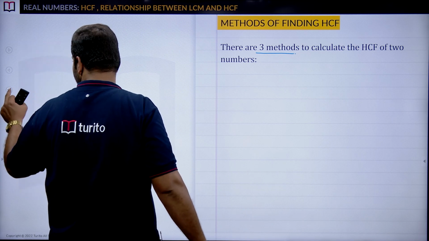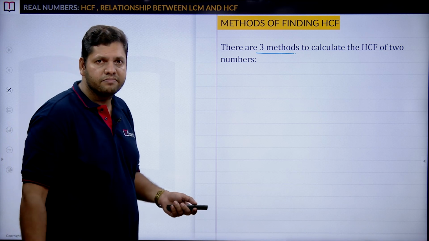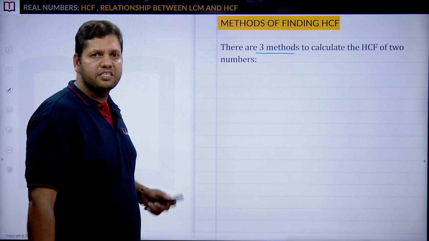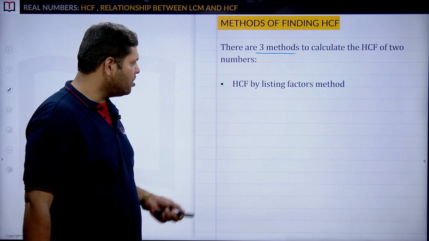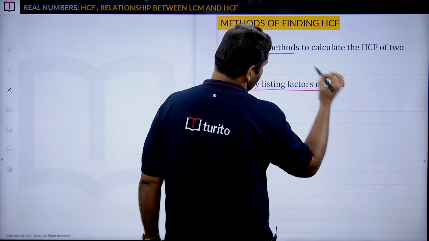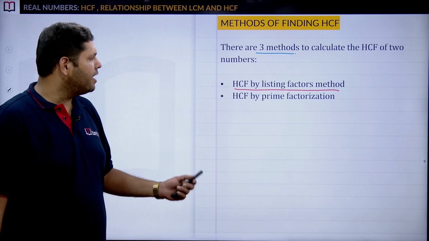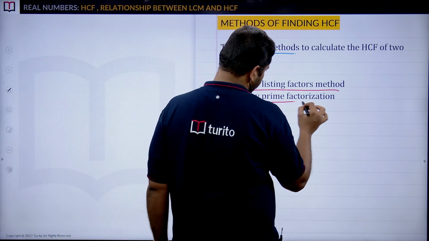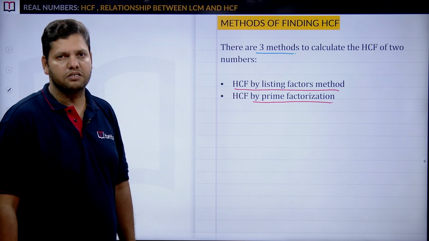The first method is, tell me, children, what is the first method? Any idea? The previous method, what I have just done in the problem solution, is what? A basic method, listing all the factors, isn't it? So I am writing HCF by listing all the factors. So it is method number 1. And the second method, by prime factorization. It is method number 2.